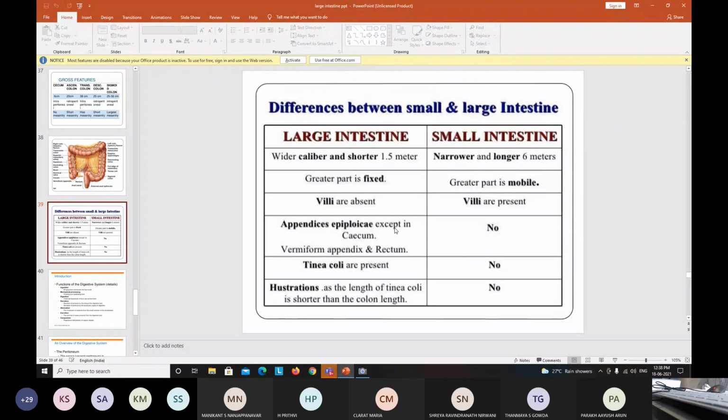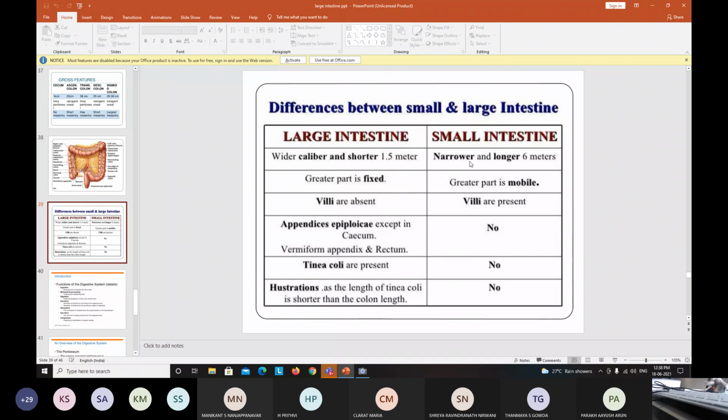In case of the large intestine, sorry, villi are absent. In case of the small intestine, villi are present. Okay. Then I told some cardinal, specific features related to the large intestine: taenia coli, appendices epiploicae, and sacculations. In case of the small intestine, these structures are not present.